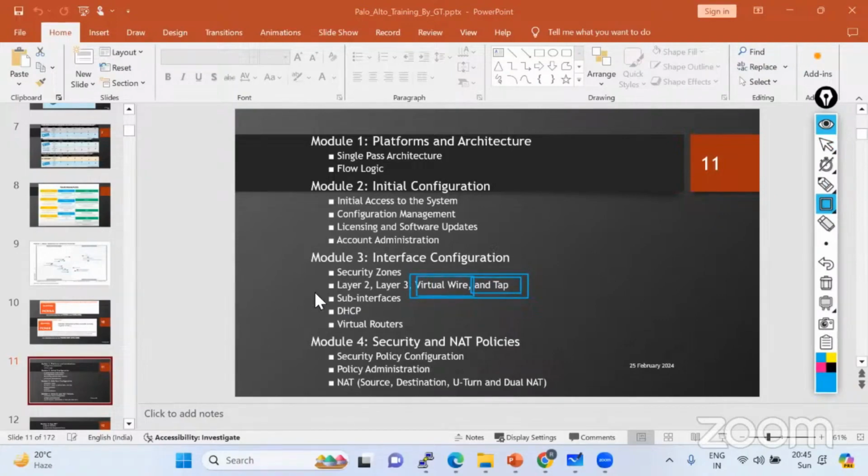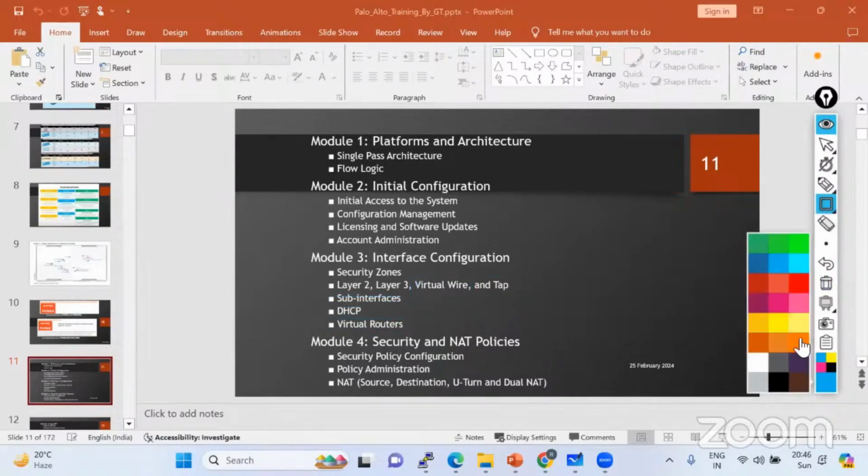We just have to understand what DHCP is, what a sub interface is, and what the virtual router is. Within the firewall, we have the virtual router. What is the use case of that? All this we have to understand, my dear friends, right?